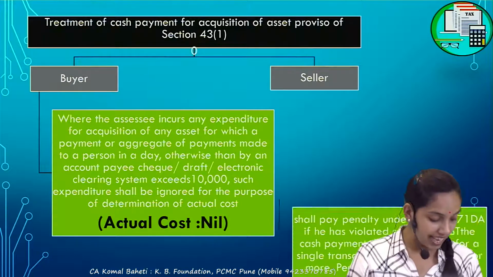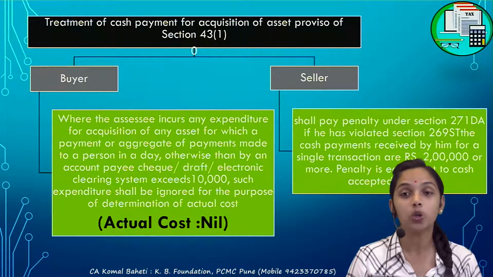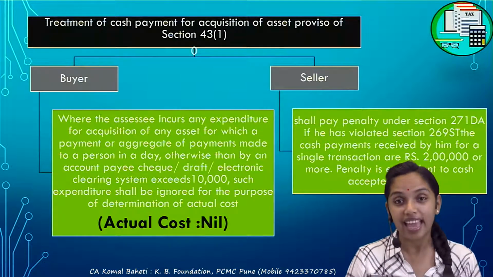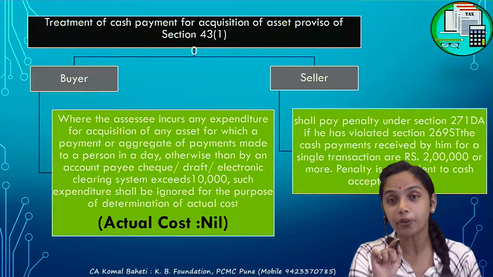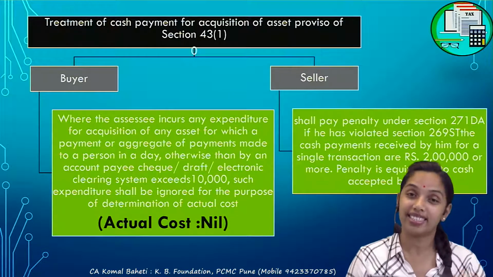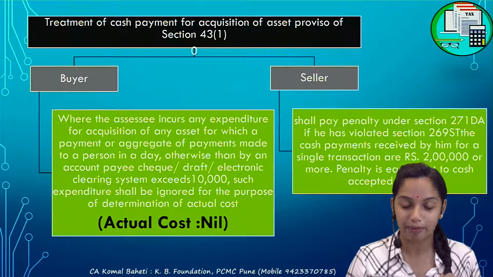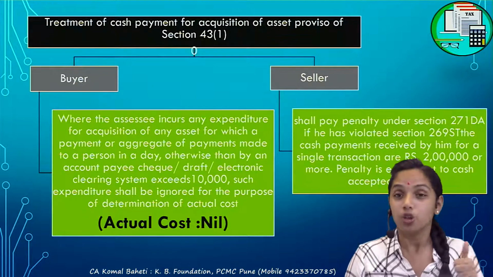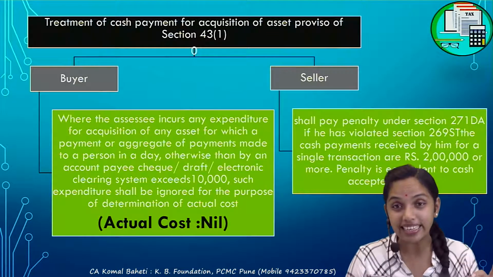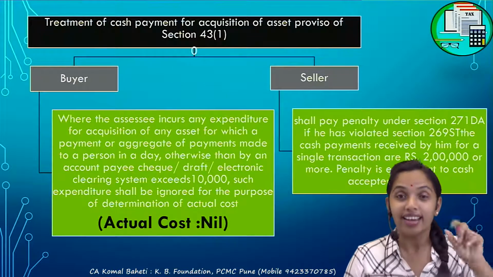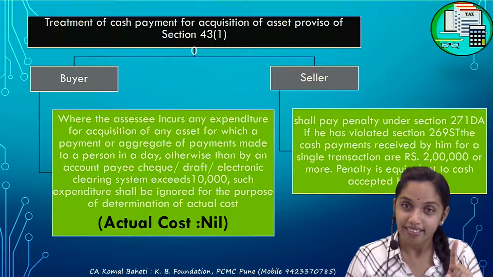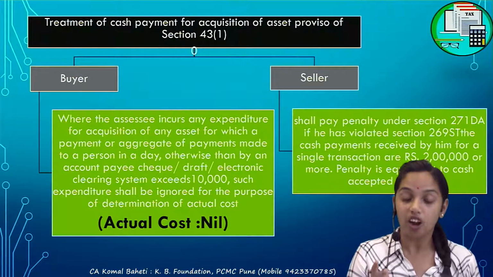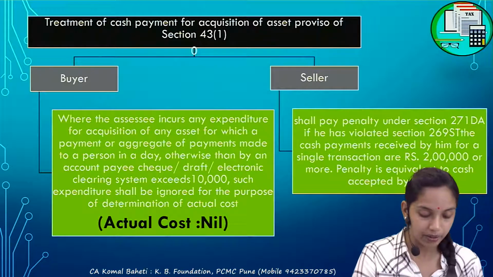Next, from the seller angle, I told you that there is another section, that is 269ST. It says that a person should not accept cash of 2 lakh or more. For the buyer, if it exceeds 10,000, then the Proviso is applicable. But 269ST says it should not be equal to 2 lakh. Correct? You should not accept cash from a single person in a year. The 10,000 limit is per day. Correct? The 2 lakh limit is for a year. It should not be equal to or more than 2 lakh during the year.